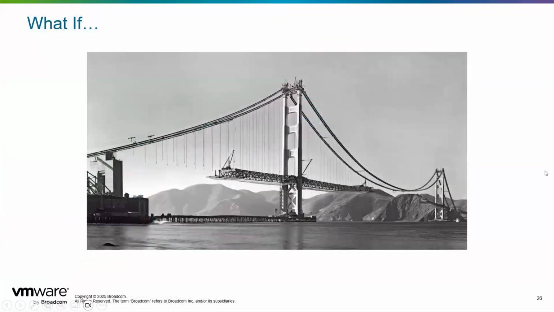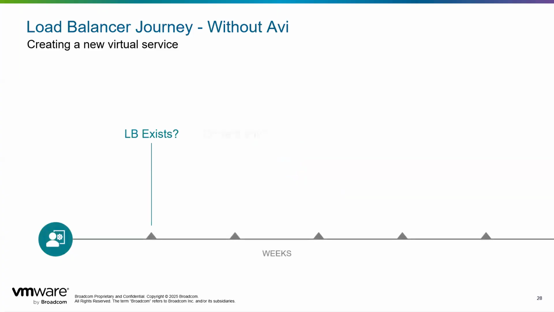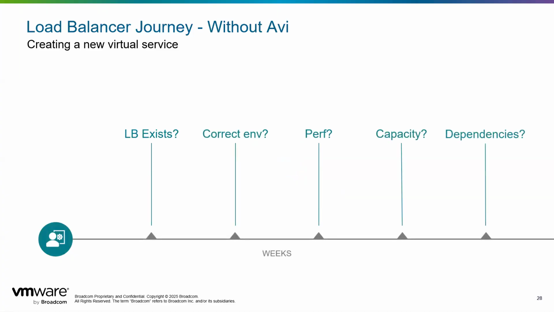So what if we're not using Avi in a case like this? What is that going to look like? Then what's going to happen is that your traffic is going to have to trombone out of VCF, go over to just a generic load balancer, and someone's going to have to open up a ticket and say, I want to create a virtual service. And they're going to have to go through all of these questions. Do I have a load balancer already that has connectivity?